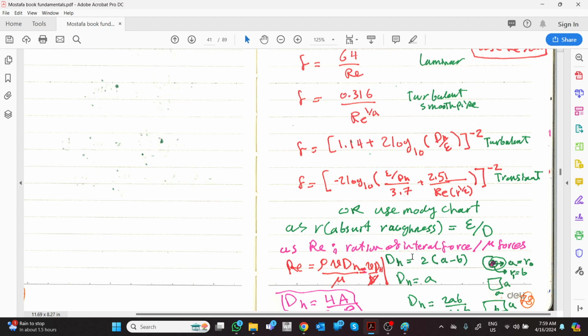It is very simple. For example, if we have a pipe and there is a rod inside, the hydraulic diameter is 2(a minus b), where a and b are radii. If we have a hydraulic diameter for a square, it is a, and for a rectangle with sides a and b, it is 2ab divided by (a plus b). The main equation is this one.